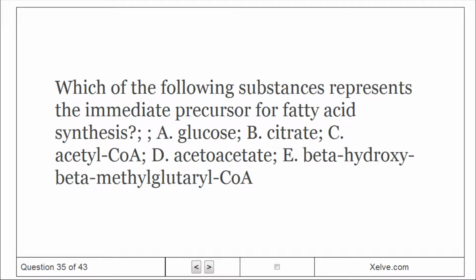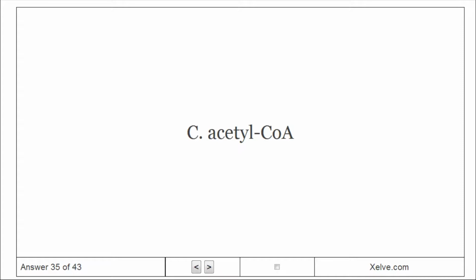Which of the following substances represents the immediate precursor for fatty acid synthesis? A. Glucose, B. Citrate, C. Acetyl-CoA, D. Acetoacetate, E. Beta-hydroxy-beta-methylglutaryl-CoA. C. Acetyl-CoA.